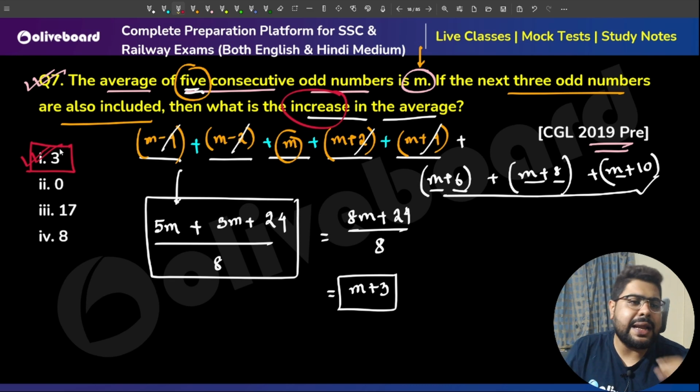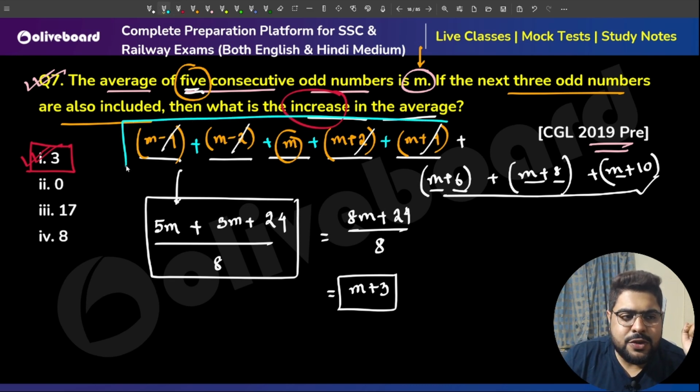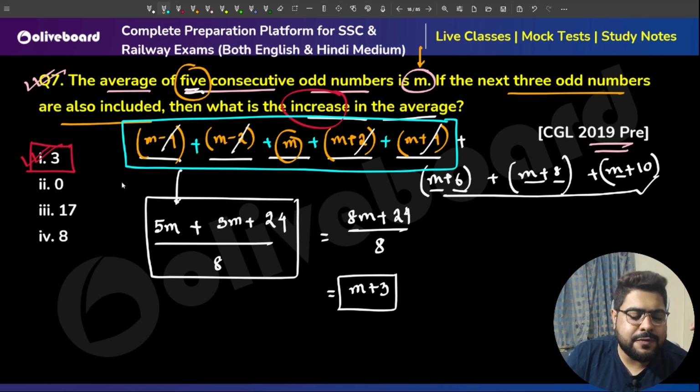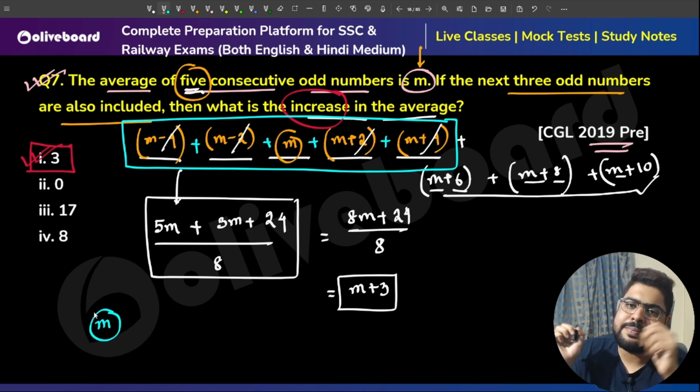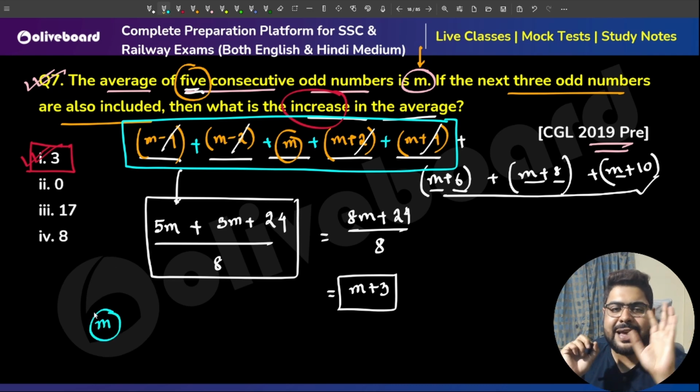Now, sir, let's think like this. Let us all think like this. This average, so we all know, we found that this average is M.